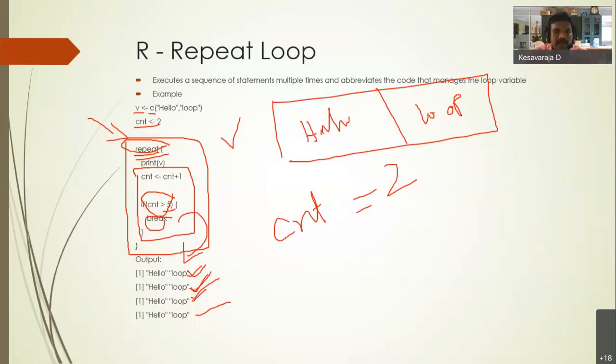So V equals c of hello comma loop, the array comprising the two strings hello and loop. Then count equals 2. Repeat of print V prints hello loop. If the count is greater than 5, break. So for 2, 3, 4 and 5, four times it prints hello loop. This is a basic repeat example, a basic method of using looping statements in our programming.